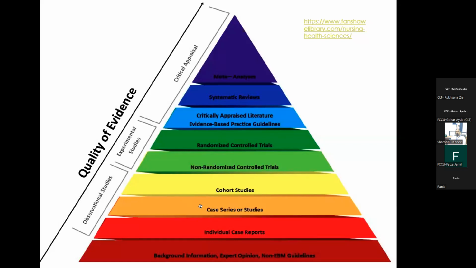So case series, afterwards, they go to the case control studies and cross-sectional studies, but then we have the cohort studies. Cohort studies bring us stronger evidence. After cohort studies, we have non-randomized control trials and randomized control trials. These are the designs I've already talked about, but then these are the critical appraisals. In critical appraisals, you carry out the evidence-based practice guidelines or systematic reviews and meta-analyses. These are the strongest form of evidence.